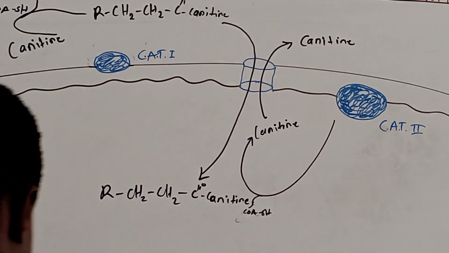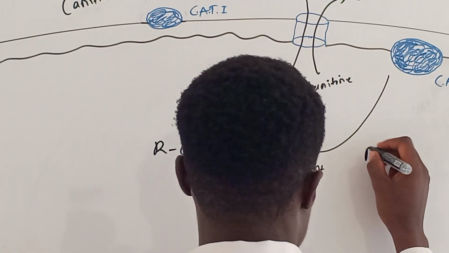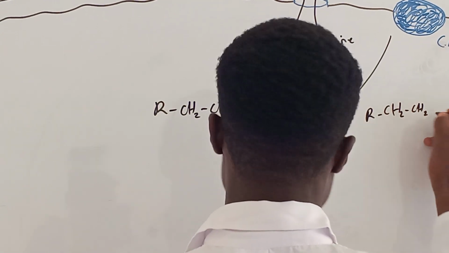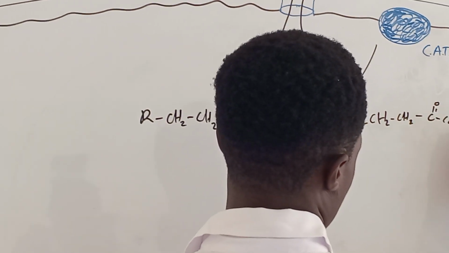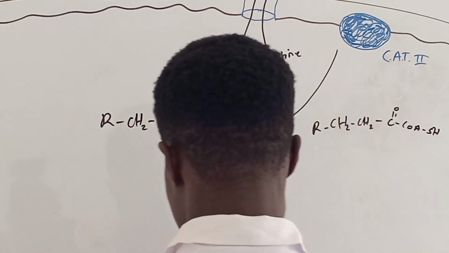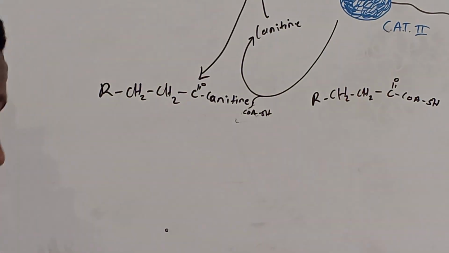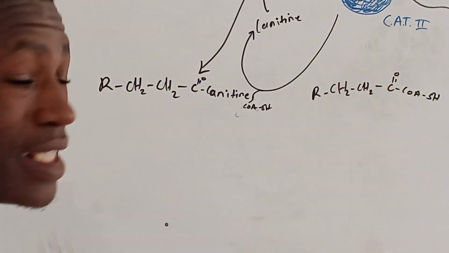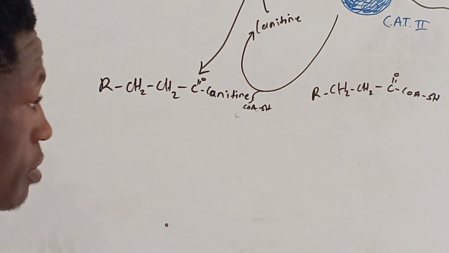Now what are we going to have? We're now going to have our fatty acyl CoA. Now, this fatty acyl CoA now can undergo the processes of beta oxidation to yield acetyl CoA, which can be taken to the TCA, to yield energy in form of ATP.